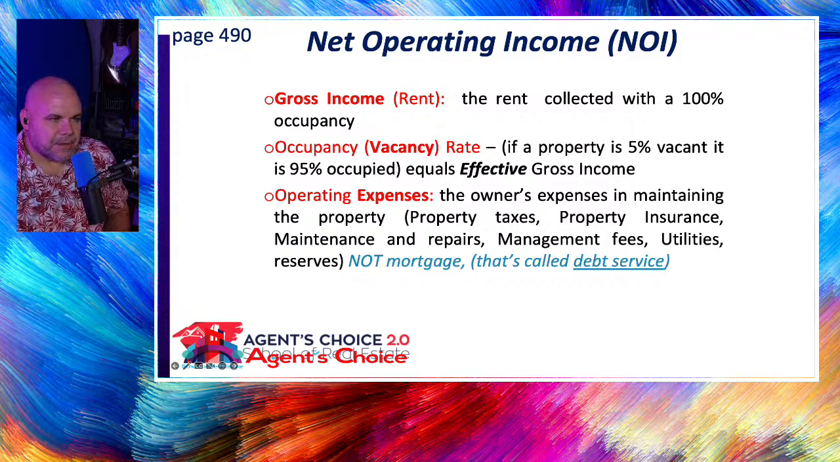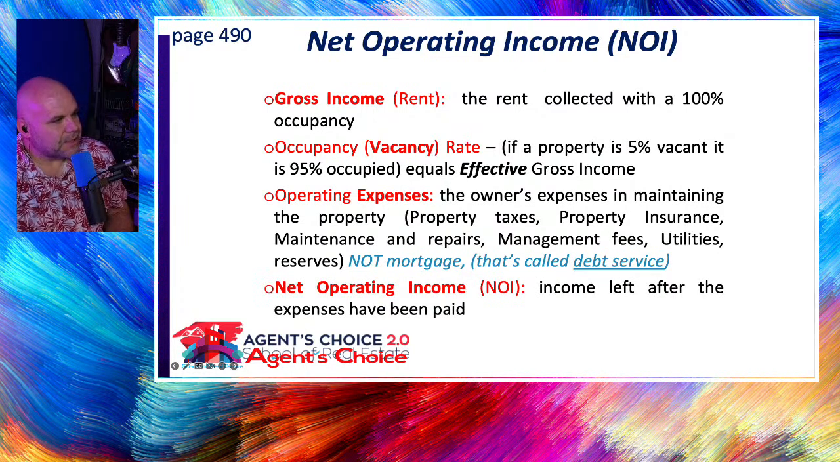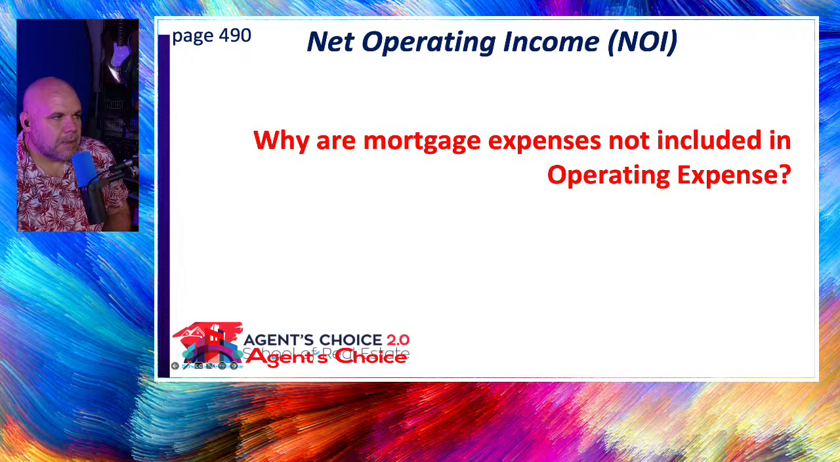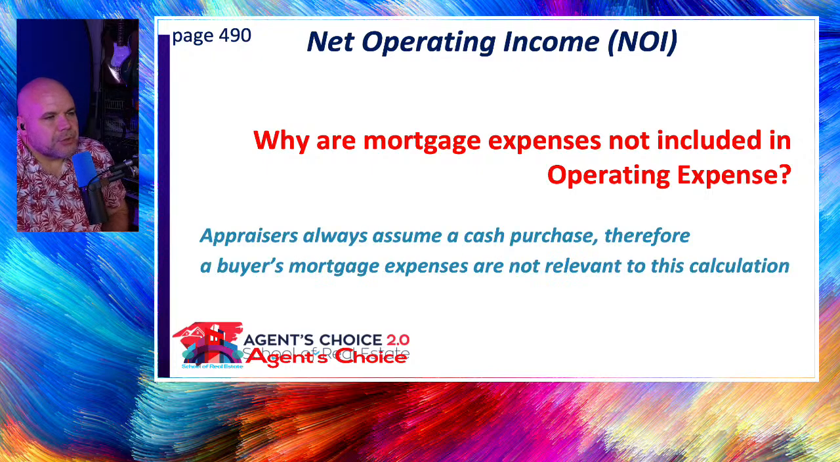And so after we've done all this subtraction, but not yet to the debt service, we end up with net operating income, NOI, and that is what is left. Net operating income. Why is the debt service not included in the NOI number? Appraisers are going to assume that it's a cash purchase because it's the buyer's business as to how they want to buy it. If they can pay cash and they choose to, fine. It doesn't affect the net operating income as to did you pay cash or did you get financing.